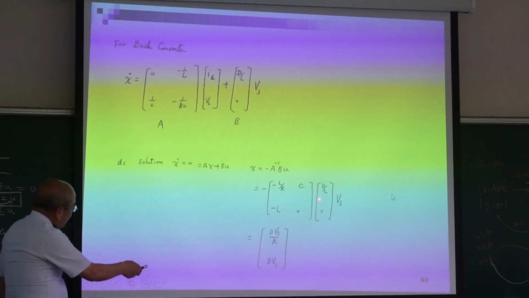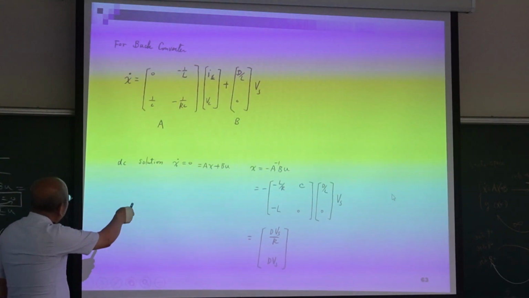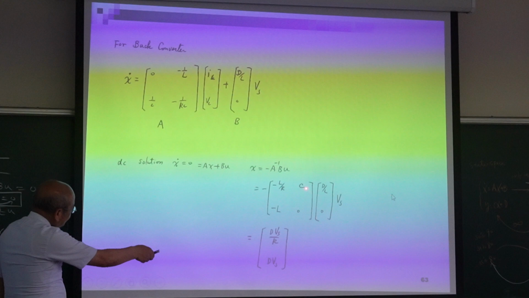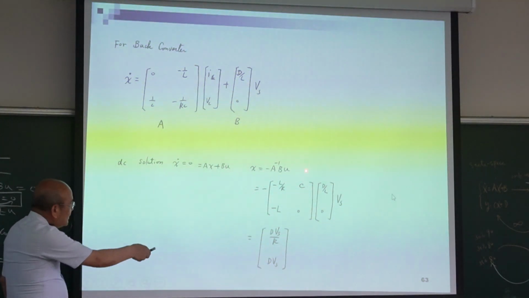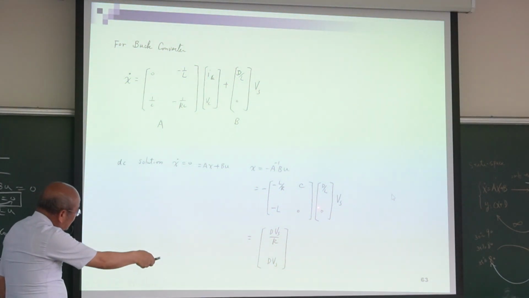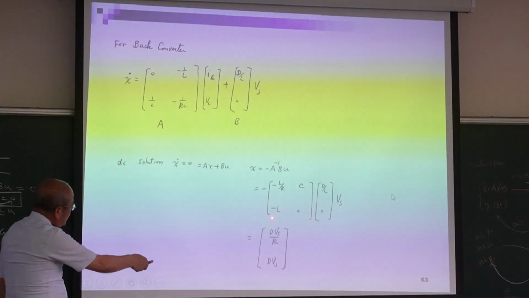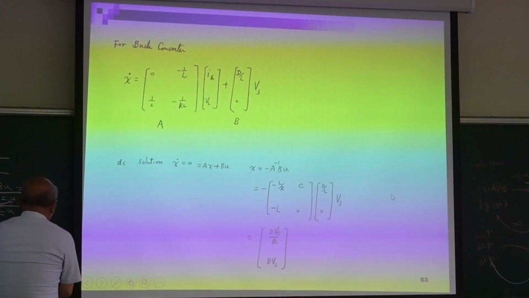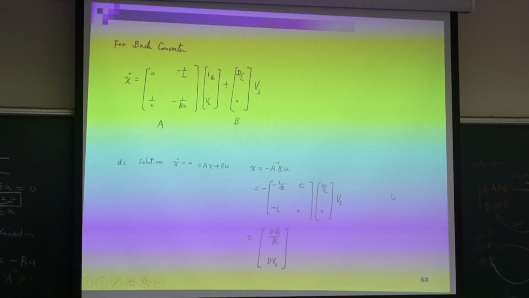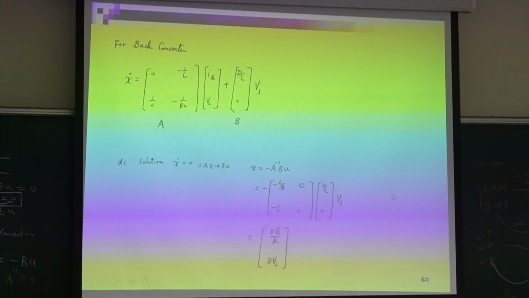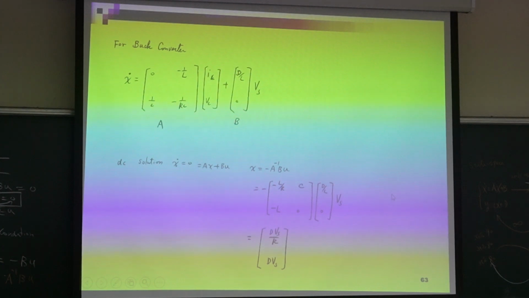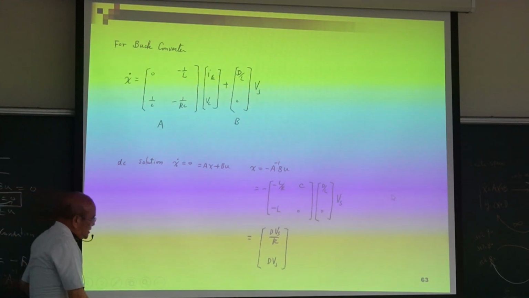So this is A inverse. A is here, and we know A inverse is here, right? This is B, and this is U. So finally we can find X equal to what? DVSR and DVS. So what does this mean?